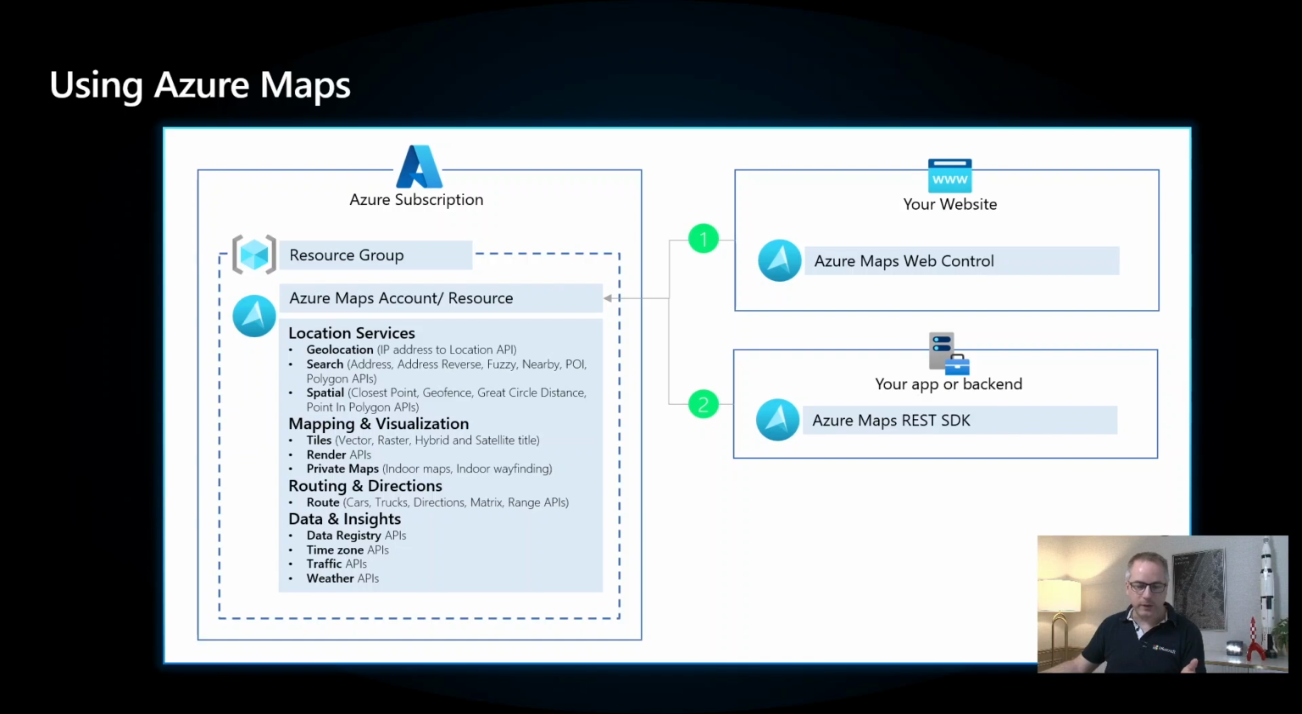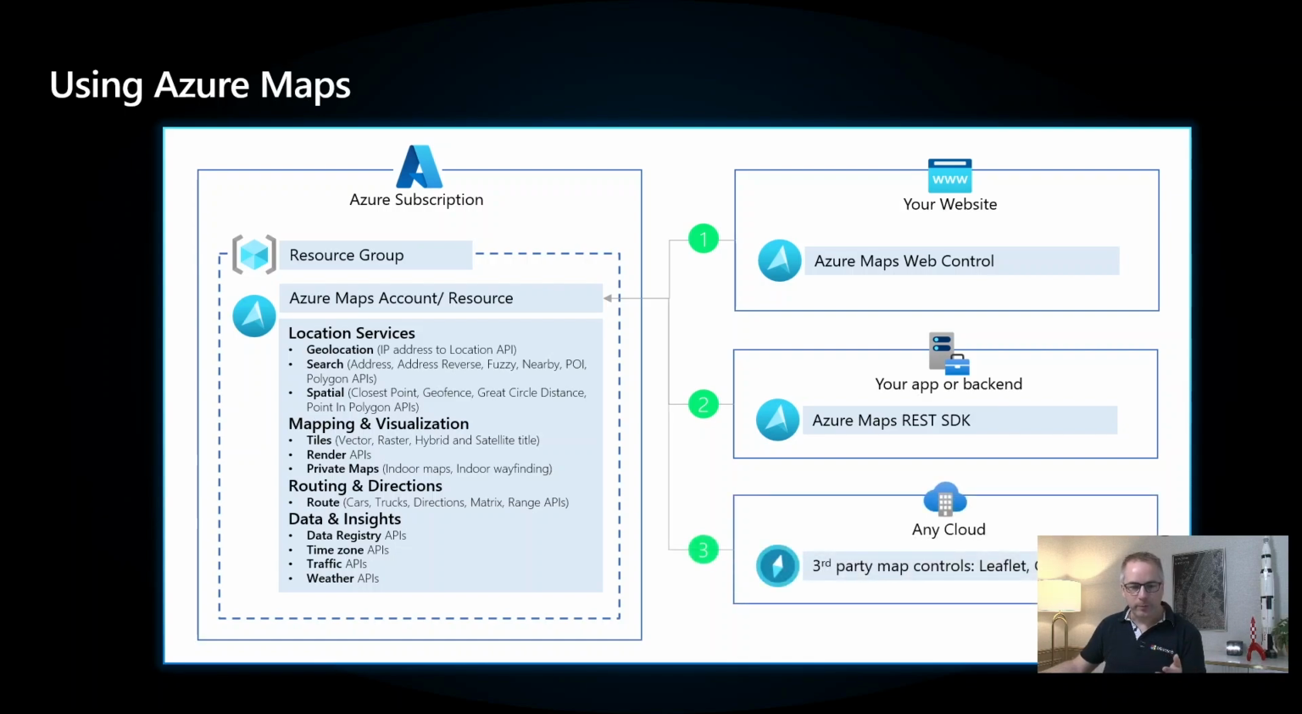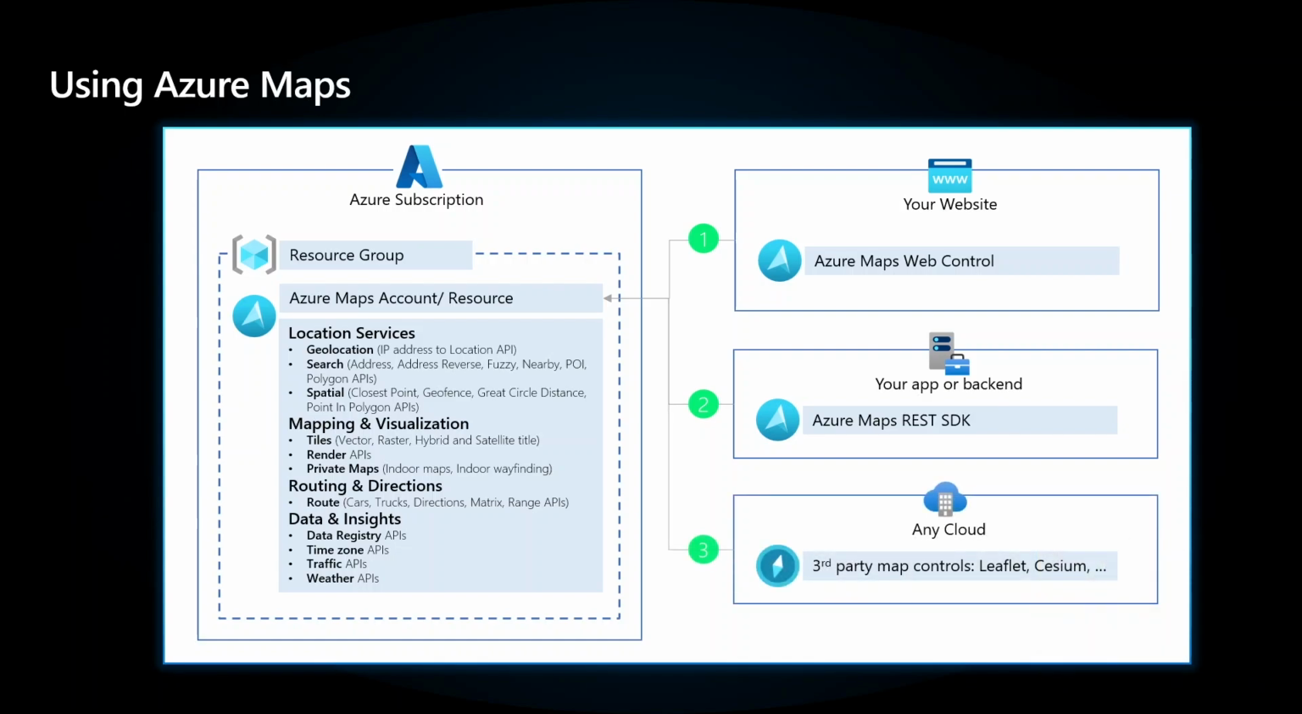And the third option is using a third-party control. You can use, for example, the open source Leaflet, or you can maybe use Cesium as a map control. So we allow you to use third-party map libraries or controls with the Azure Maps services. So you can choose what you want to use Azure Maps on.